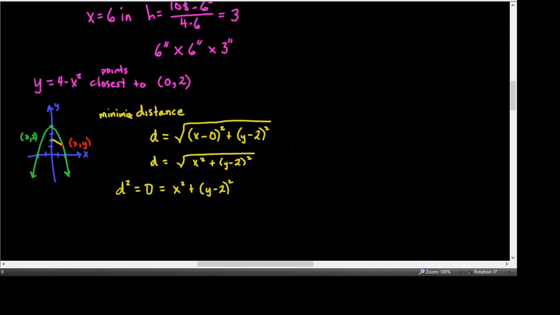So like if the smallest is 9, the square root of 9 would be 3. But if I could get a smaller thing under the radical like 4, its distance would be the square root of 4, which is 2, which of course is closer than 3 was. So how I'm going to minimize distance is I'm going to minimize the square of the distance. And it will give me the same answer, and it's a lot easier to deal with.